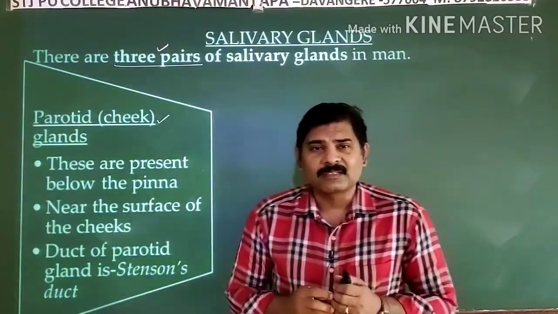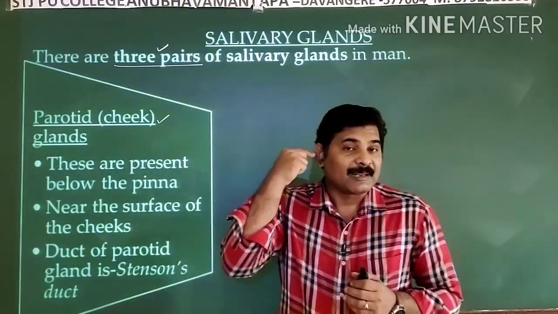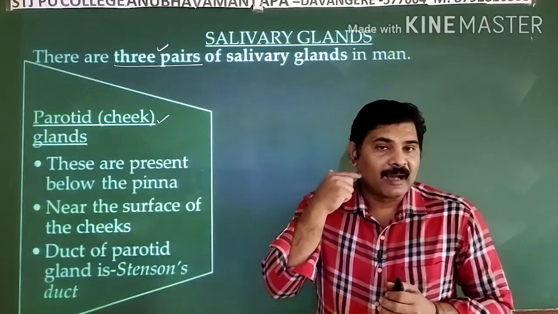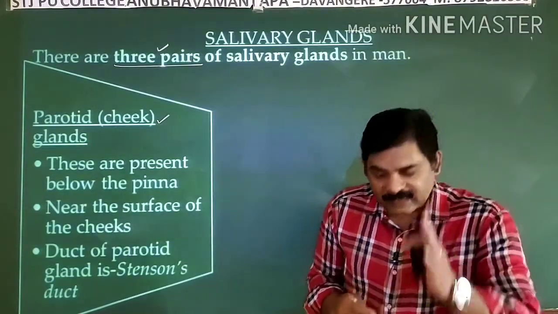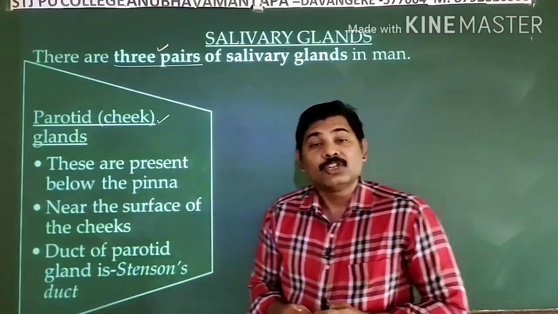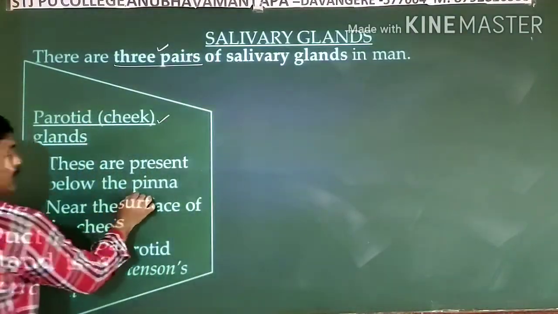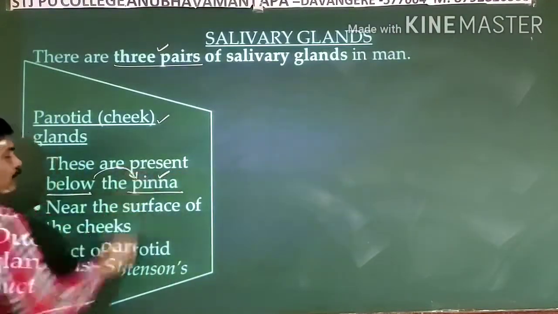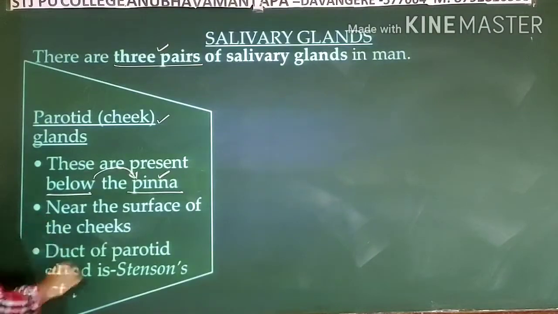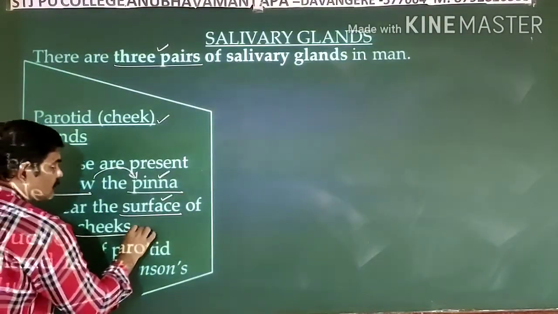The location of this parotid gland is underneath, that means below your ear pinna, and very near to your cheek surface. This is the exact location of this gland in your body. Clear? See this one, it is present near your pinna, just beneath the pinna, and even here very close to the surface of your cheeks.